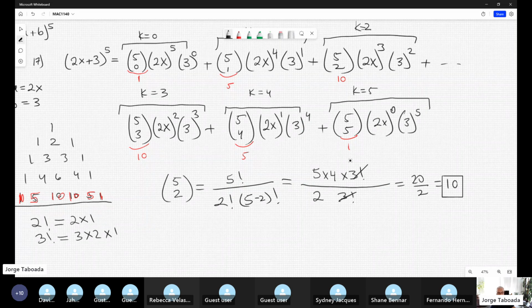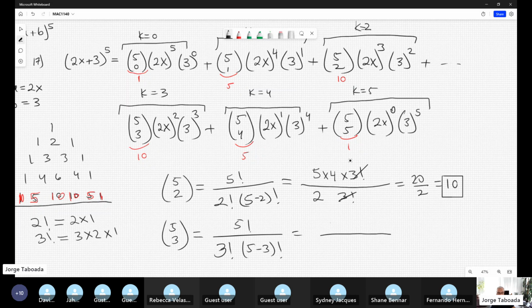We need combinatorial numbers. Let me prove another. Suppose 5 choose 3. That is 5 factorial over 3 factorial times 5 minus 3 factorial. The top is 5 factorial, and the bottom has 3 factorial, leave it like that, and 5 minus 3 is 2 factorial, which is 2 times 1. So 5 factorial is 5 times 4 times 3 factorial. You expand until you get the same higher factorial in the bottom. The answer is the same, 20 divided by 2. It's not a coincidence, it's a fact. The Pascal triangle is symmetric, so that number and that number are the same.